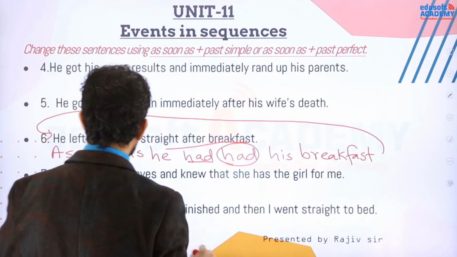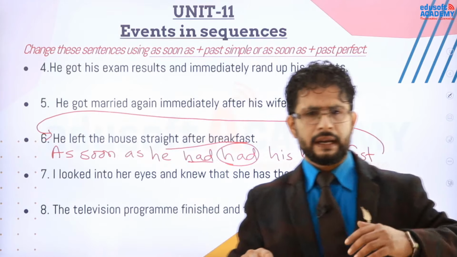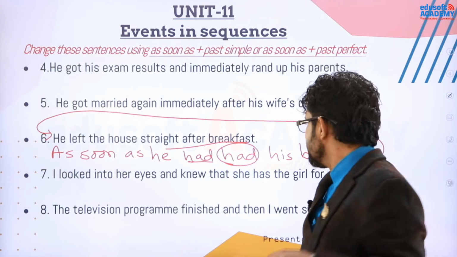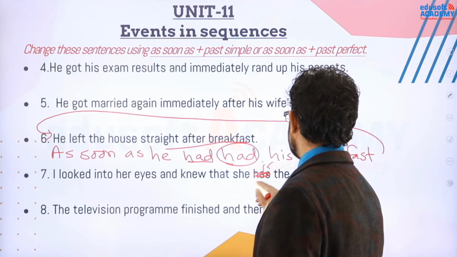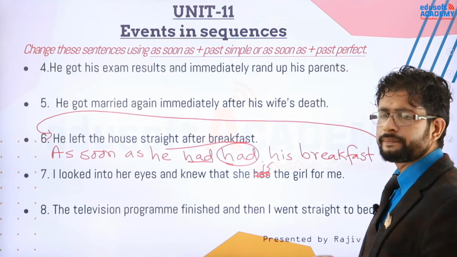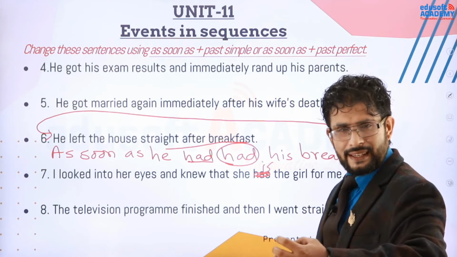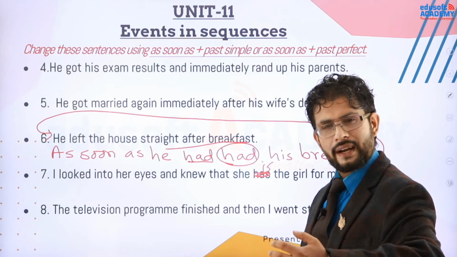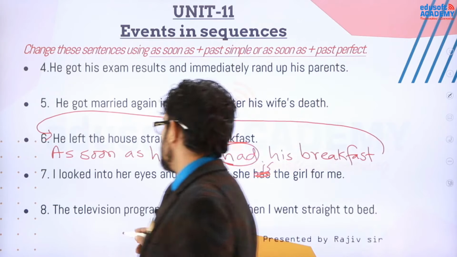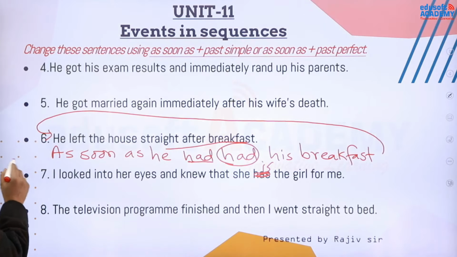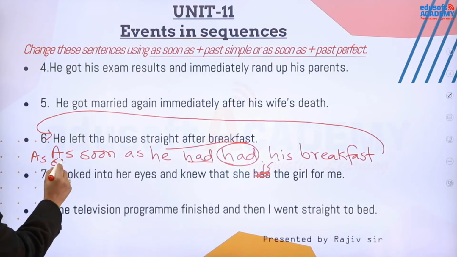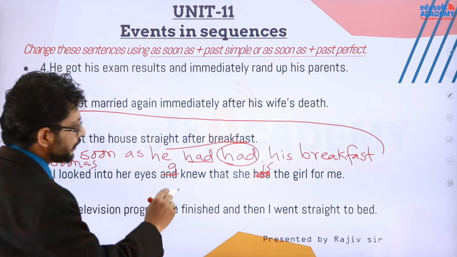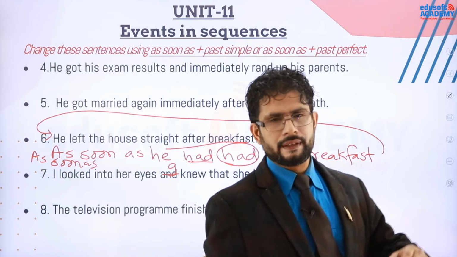Now look at here. I looked into her eyes and knew that she is the girl for me. It's a mistake again, sorry. So the moment when you see, you fall in love. Love occurs at first sight. So how you are going to write? First, what happened? As soon as I looked into her eyes, I knew that she is the girl for me.